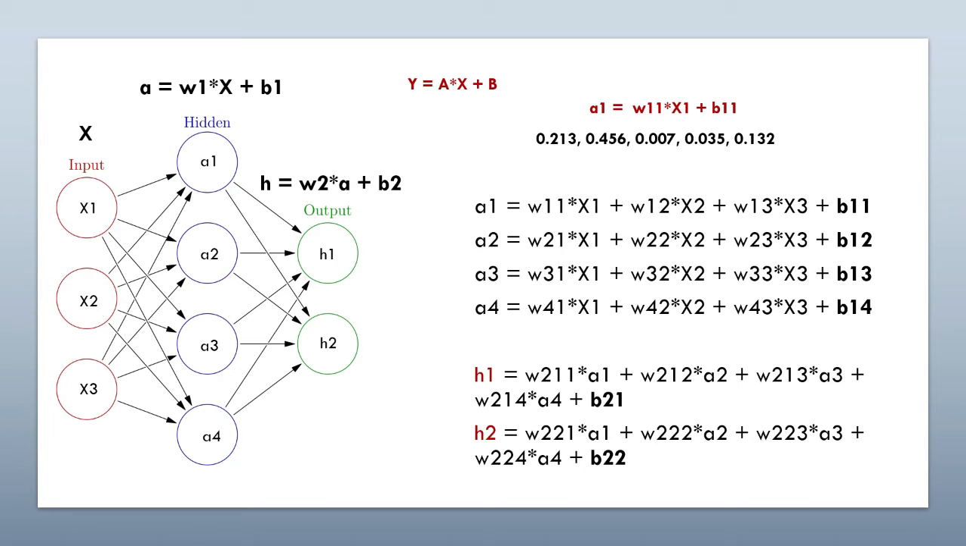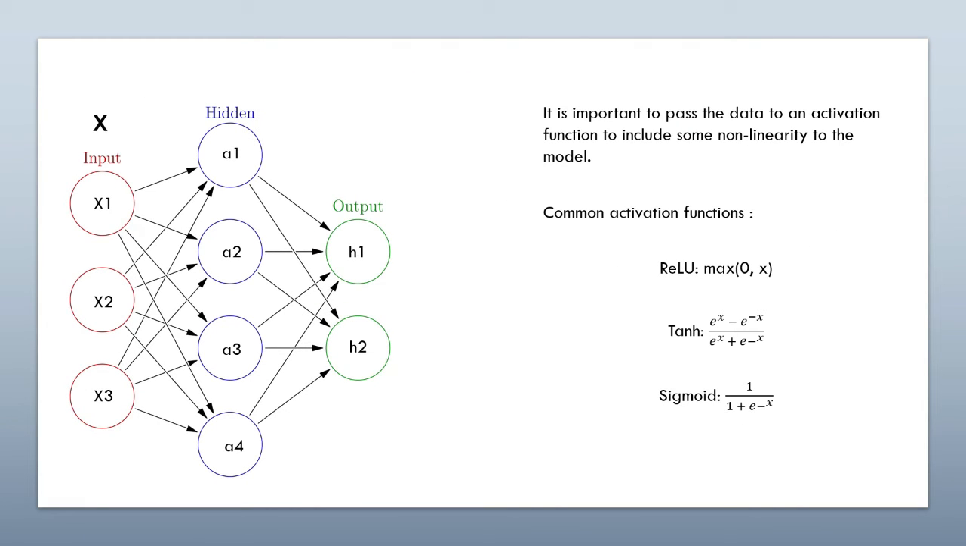Look, this is all linear formula, right? But it is important that we add some non-linearity to the model because the relationship is not always linear, right? To add some non-linearity to the model, it is important to pass the data to an activation function. Some commonly used activation functions are ReLU, tanh, and sigmoid. The ReLU activation function is this one. It returns 0 if your data is negative, but if it's positive it stays as it is.